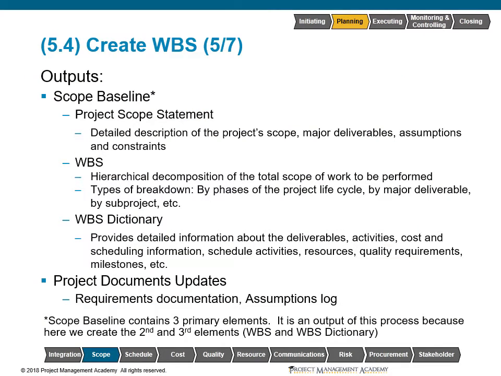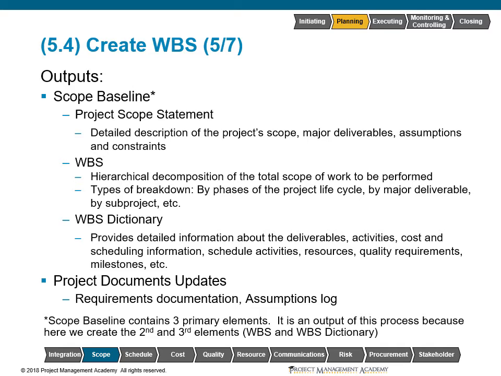So outputs from this process, we have our completed scope baseline. We'd already discussed our project scope statement as part of the define scope process, but now we have the other two components as well. We have our completed work breakdown structure, which we've discussed as being that hierarchical decomposition of the total scope of work to be performed. There are many different ways to go ahead and break down this work. The PMBOK lists many of them, but it could be by phases of the project lifecycle, major deliverable, sub-projects, or other ways.